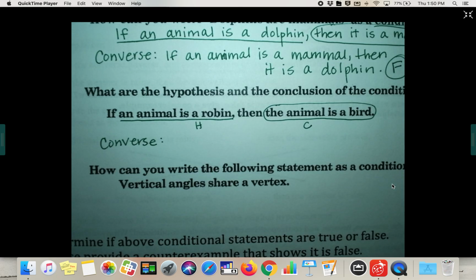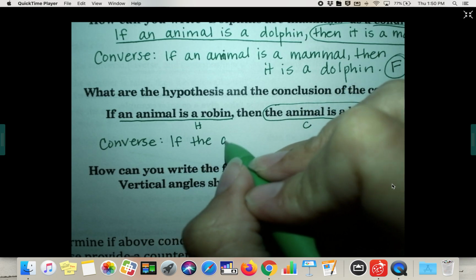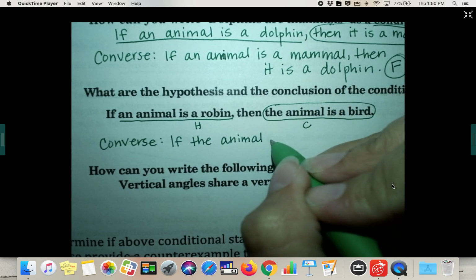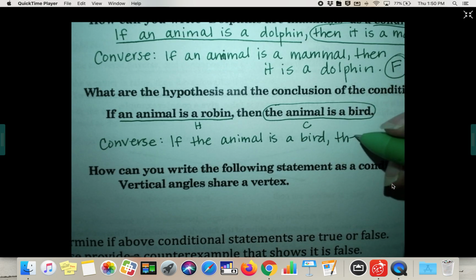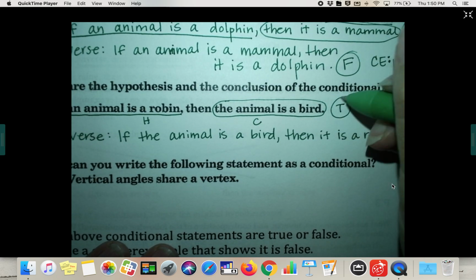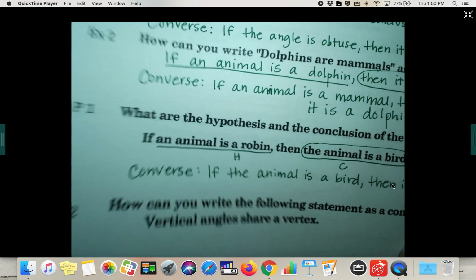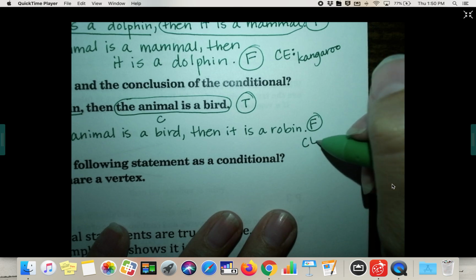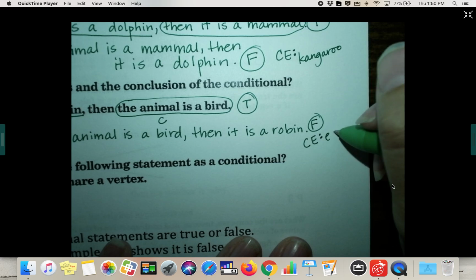Converse again is just if Q then P. So if the animal is a bird, then it is a robin. Once again, if it's a robin, it's a bird would be true. If it's a bird, then it has to be a robin is false. And we can give a counterexample of any type of bird you can think of. An eagle. How about that?